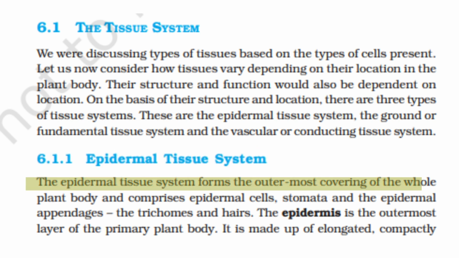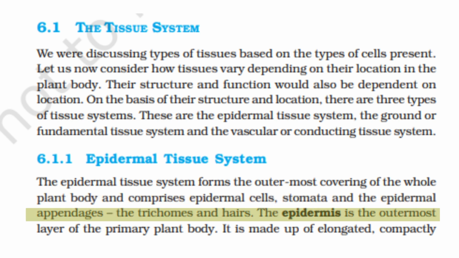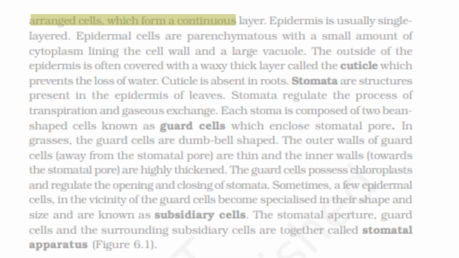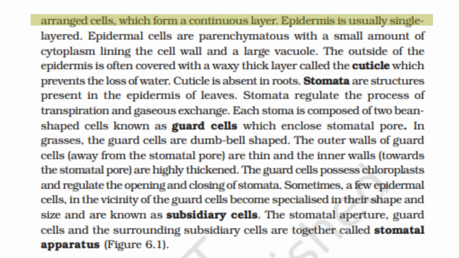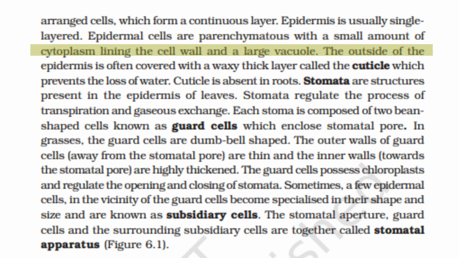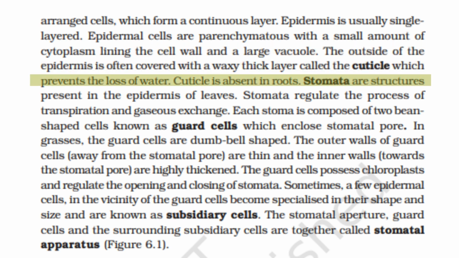Epidermal tissue system. The epidermal tissue system forms the outermost covering of the whole plant body and comprises epidermal cells, stomata, and the epidermal appendages, the trichomes and hairs. The epidermis is the outermost layer of the primary plant body. It is made up of elongated, compactly arranged cells which form a continuous layer. Epidermis is usually single-layered. Epidermal cells are parenchymatous with a small amount of cytoplasm lining the cell wall and a large vacuole. The outside of the epidermis is often covered with a waxy thick layer called the cuticle, which prevents the loss of water. Cuticle is absent in roots.